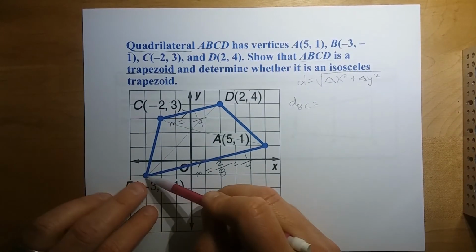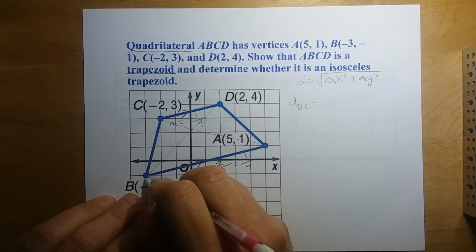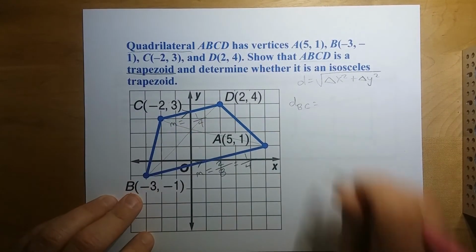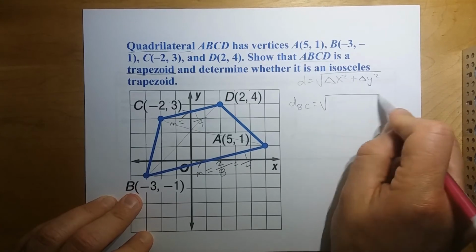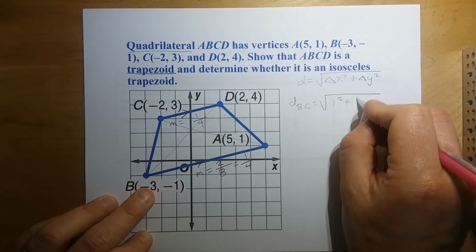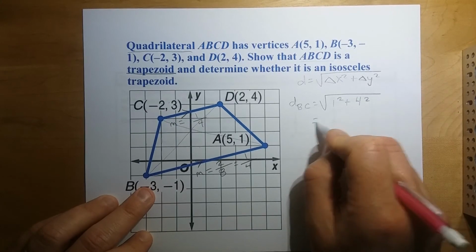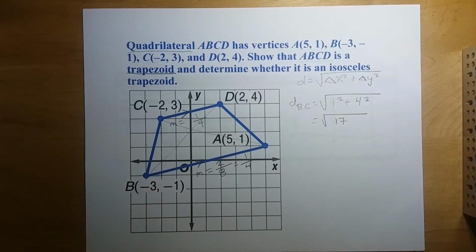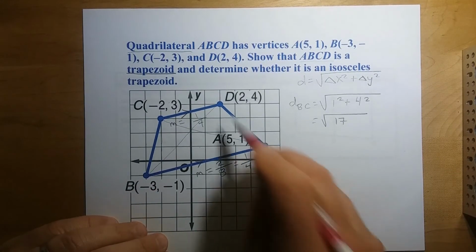And let's say going from B to C, my change in x, I come over 1 unit and I go up 4. So my change in x is 1 unit and my change in y is 4 units. So this is going to be the square root of 17. Okay. Let's see if it's congruent to AD.